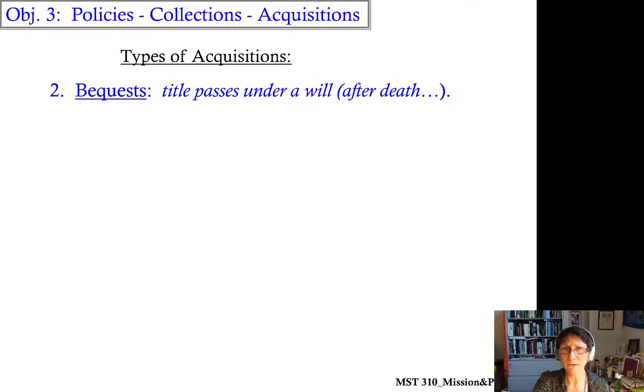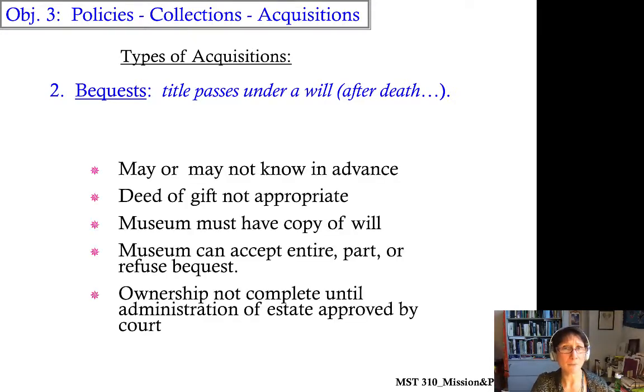Now, a second kind of acquisition is what's called a bequest. So this is what happens after you've passed. Okay, so it's a gift if the transfer happens when you're alive. It's a bequest if it happens after you die. And so generally speaking, what this means is that the person that has passed away has some sort of will, and they've willed these objects or items to some institution. So you're definitely going to need a copy of the will in order to make this legal.